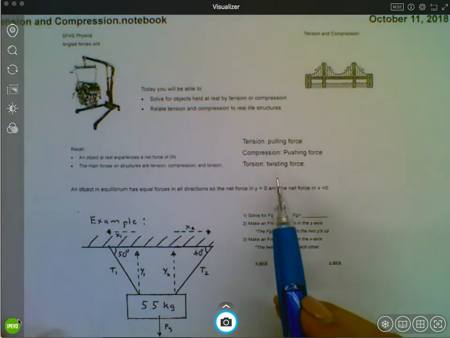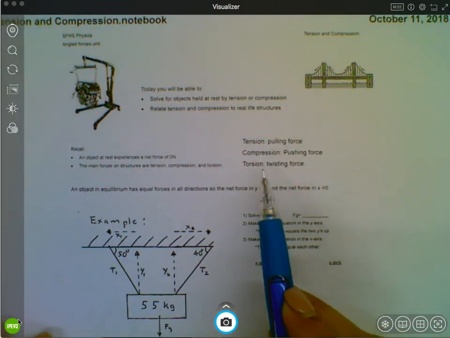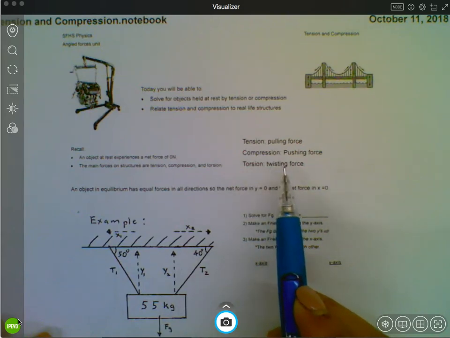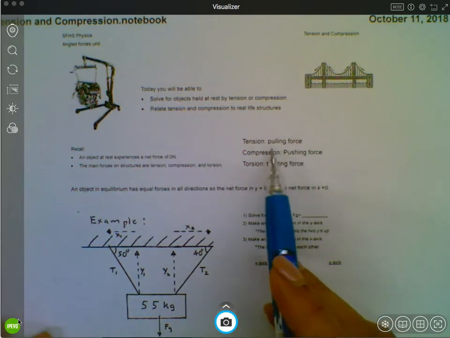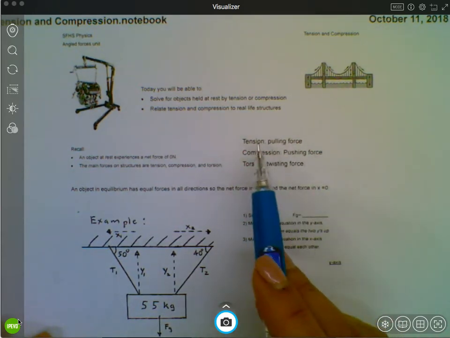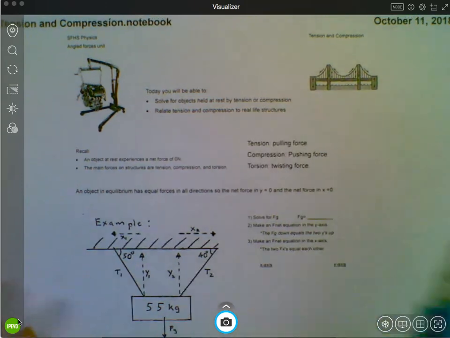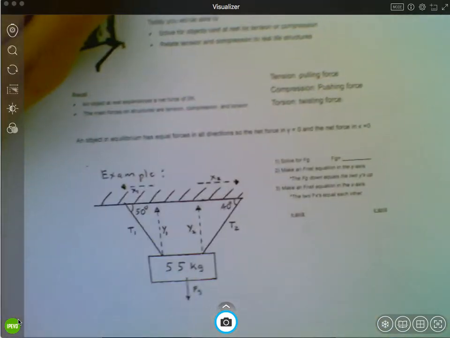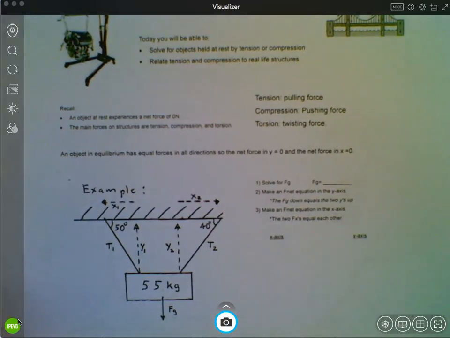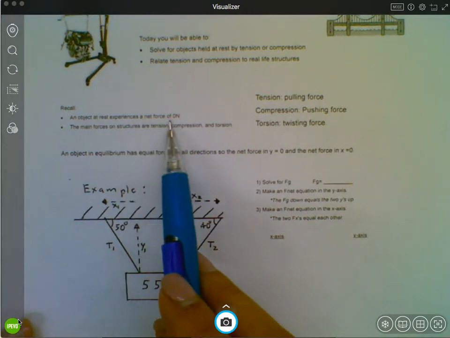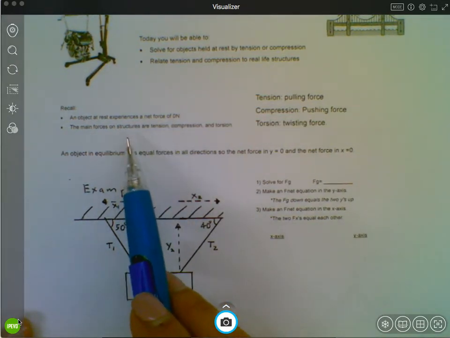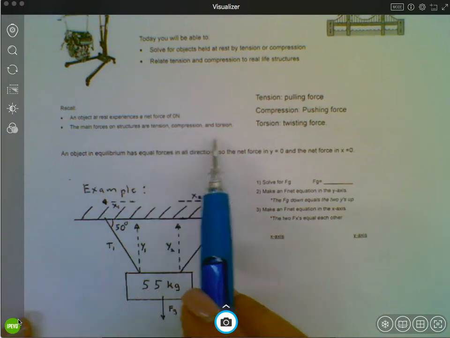There's also another force that we'll talk about when we talk about your bridges, which is called a torsion force, or a twisting force. But these are the two we're focused on today: the pulling force of tension and the compression, which is the pushing force. A couple things to remember here: an object at rest experiences a net force of 0. This is a big key for this part. And the main forces on structures are tension, compression, and torsion.